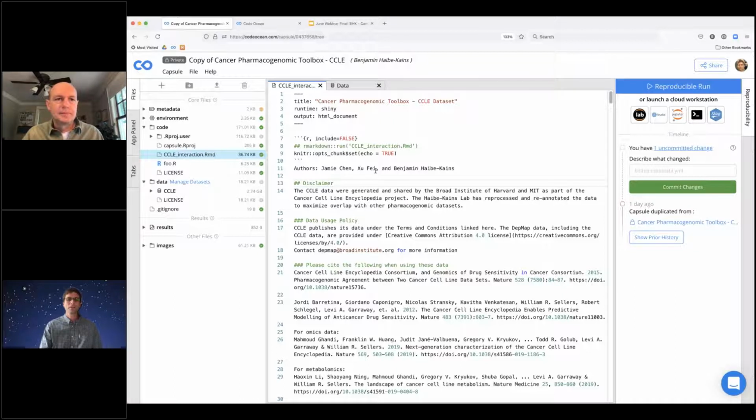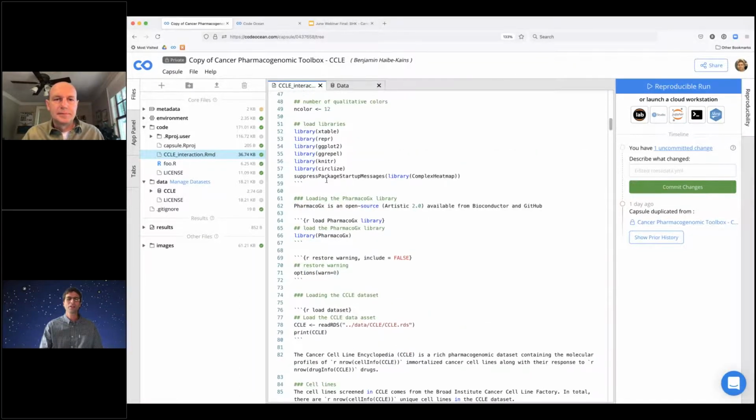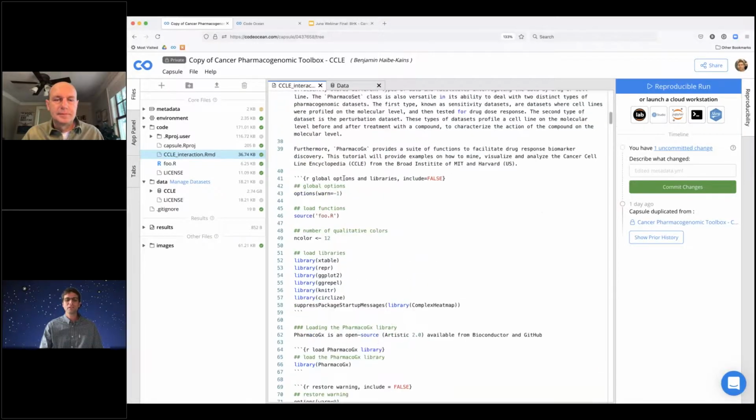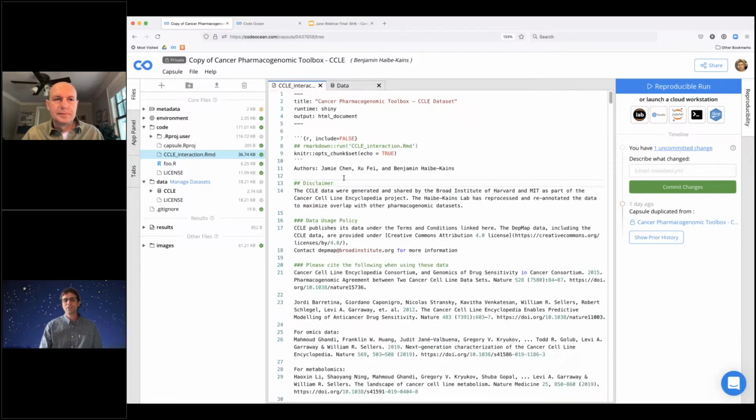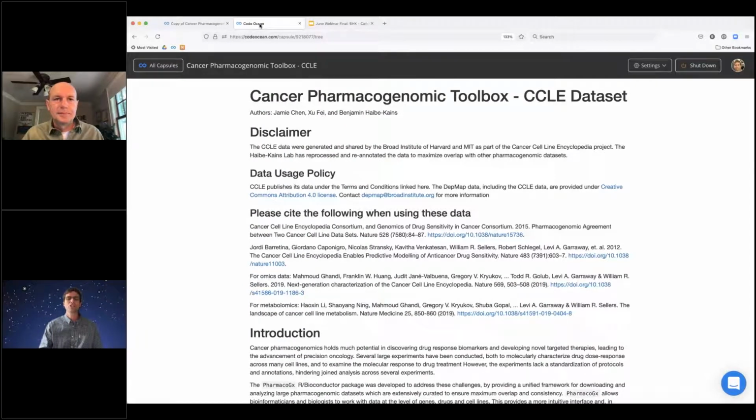And the capsule itself, it's a markdown, so it's a combination of text and code, as you can see here, that will do all the loading of the data, loading the software, and do the analysis for you. And that has been packaged into a Shiny R Markdown to really make it very easy to probe the data set. So I'll present you the results of that capsule.